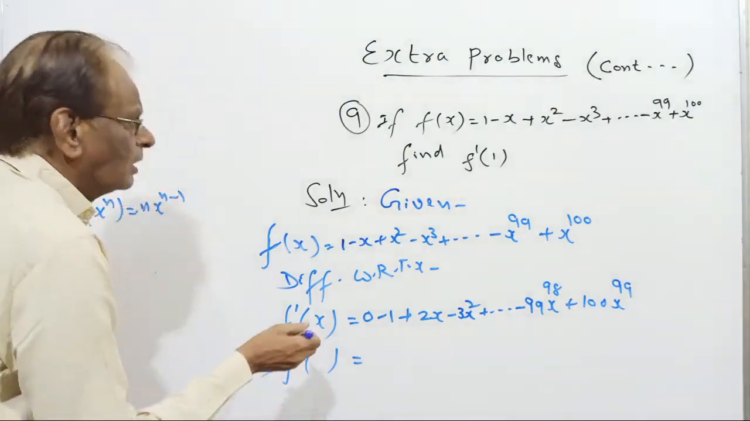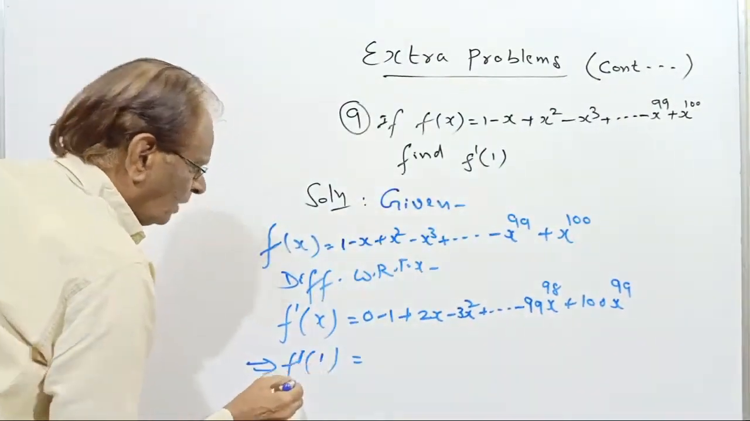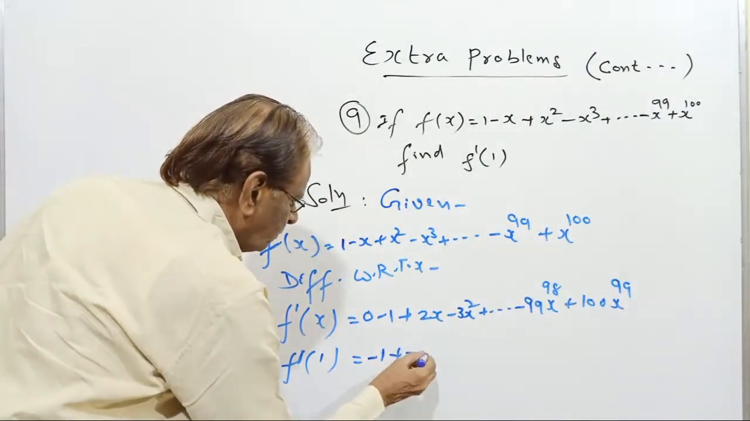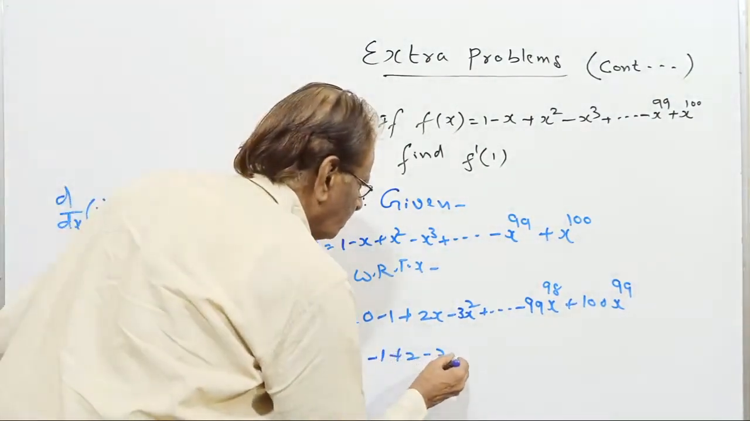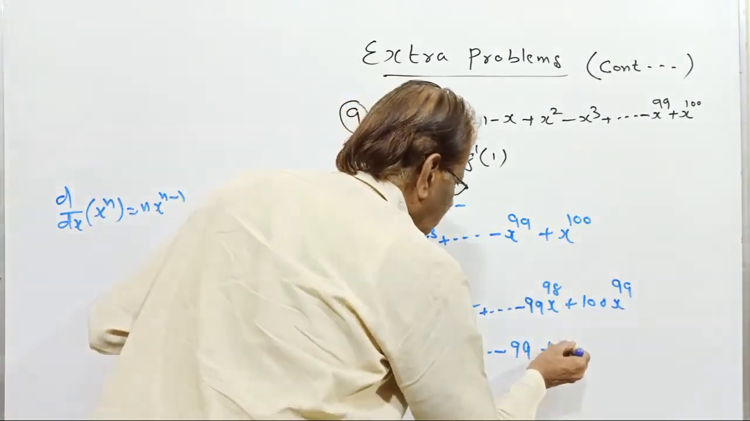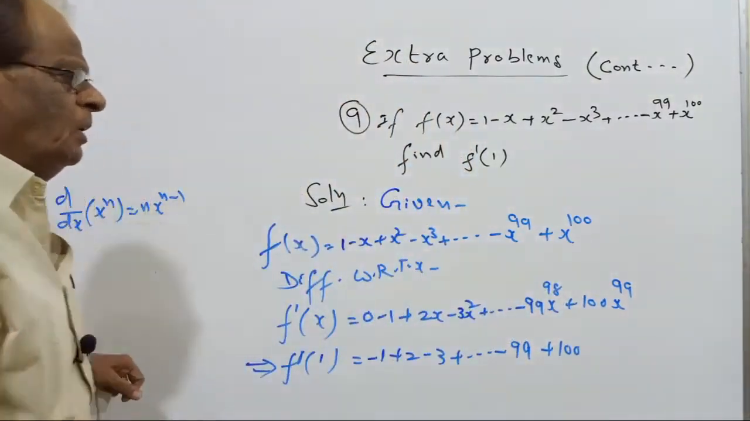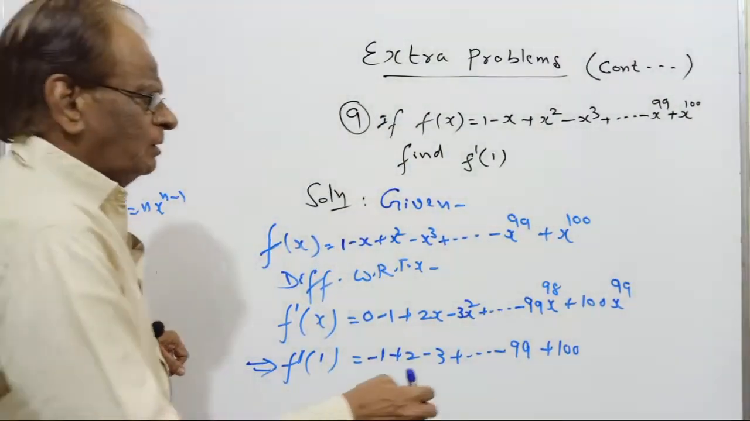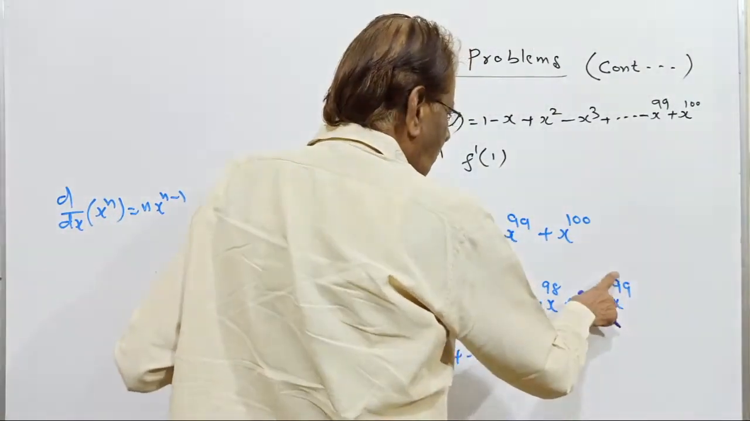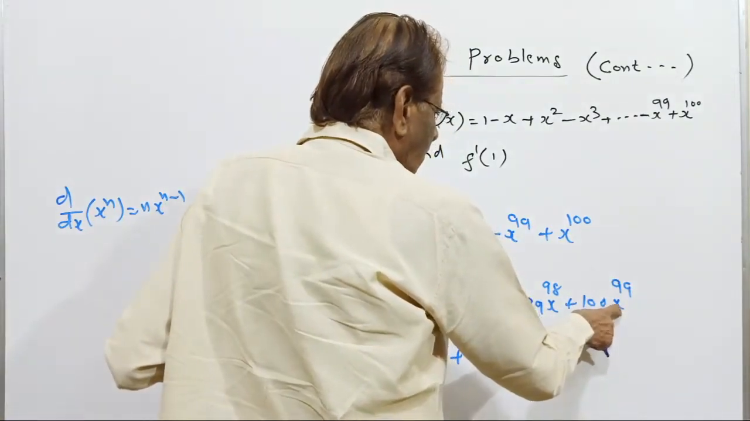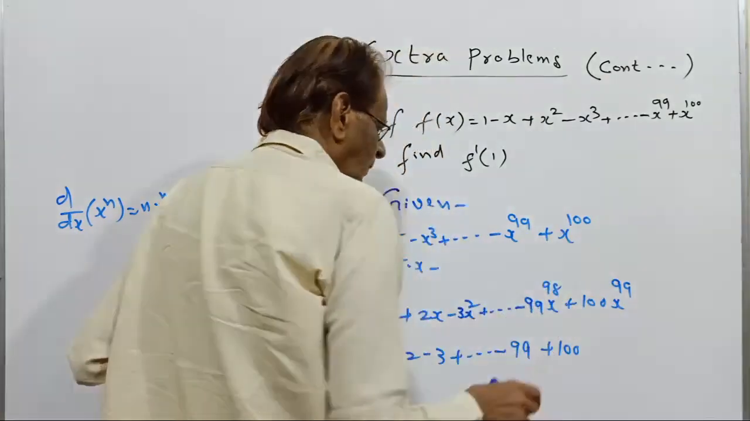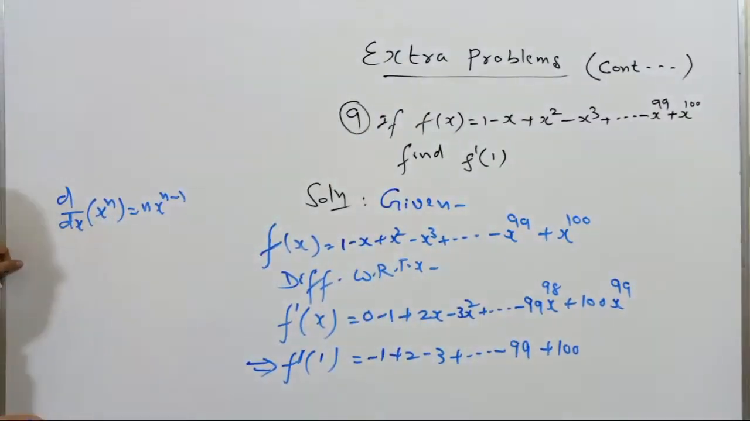We want f dash 1, so put x equal to 1. Because x to the power of anything is 1. If x is 1, x to the power of anything is 1. 1 to the power of 99 is 1, 1 to the power of 98 is 1. Put x equal to 1.